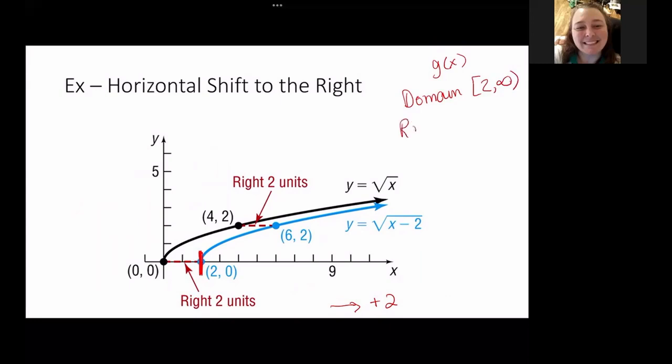The range, on the other hand, is going to be 0 to infinity, because everything's still 0 and up. So all you've done is shift it 2 units to the right. So how do you think we go to the left?